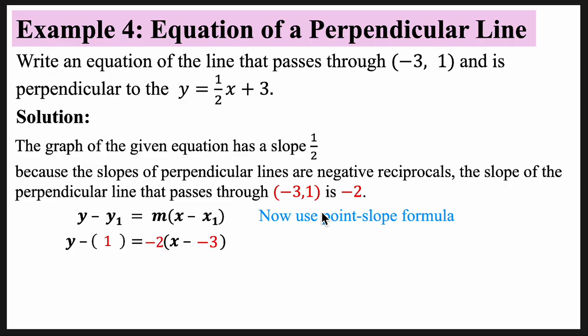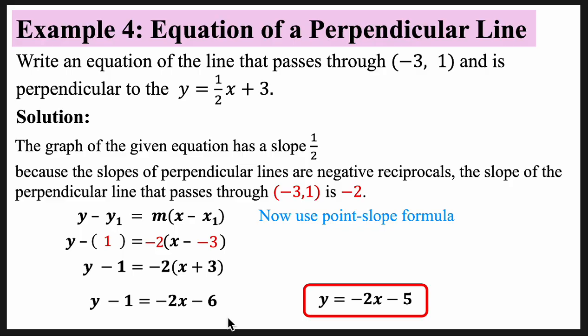And then the rest is just simplify. On the left-hand side, we end up with y minus 1. And then over here, this negative and negative becomes positive. And then we just need to distribute the -2. And then finally, just add 1 to both sides. You get -2x minus 5, because -6 plus 1 is -5.